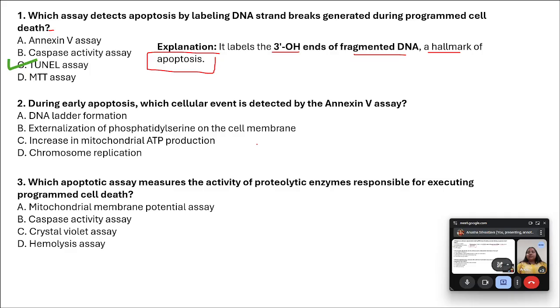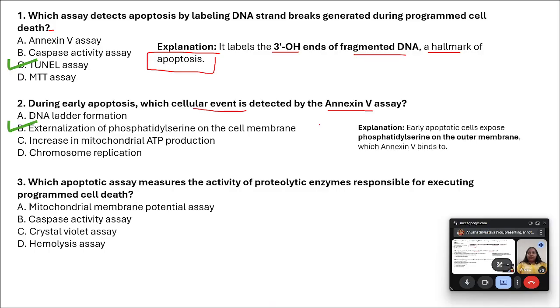The next question is, during early apoptosis, which cellular event is detected by annexin V assay? Now we have visually seen in the schematic also how this phosphatidylserine moiety flips to the outer leaflet. What happens during early apoptosis, and what does annexin V stain? Early apoptotic cells expose phosphatidylserine on the outer membrane, which annexin V binds to. So obviously, externalization of phosphatidylserine on the cell membrane is what is being detected by annexin V.